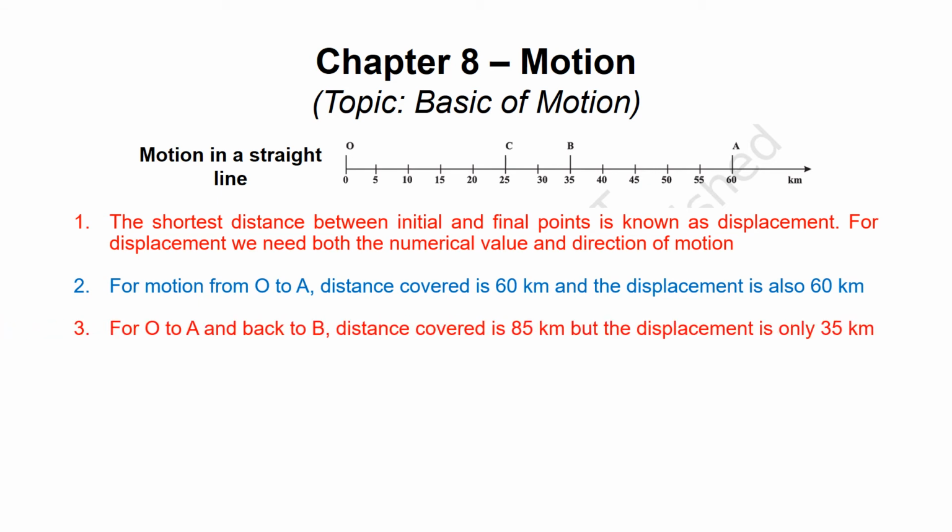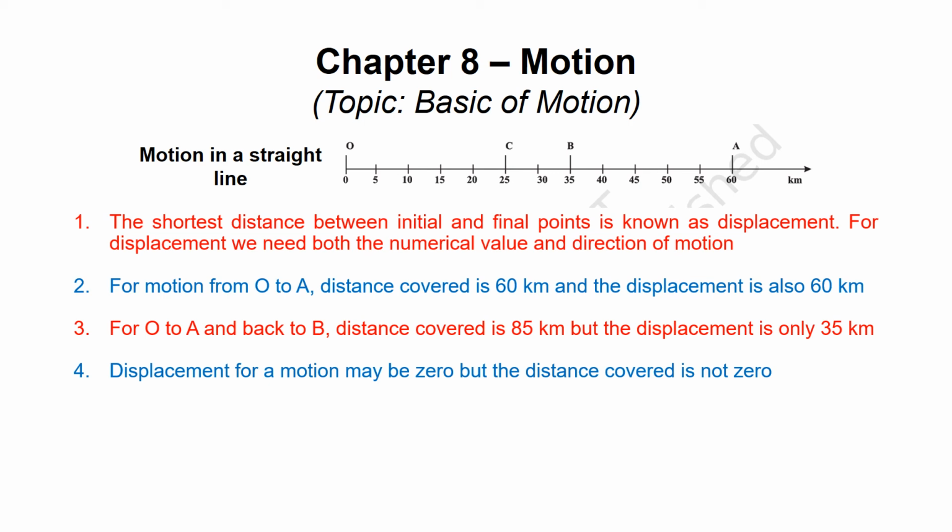Now if we take motion from O to A and then back to B, the distance covered is 85 km because O to A is 60 km, then A to B is 25 km. So the distance covered is 85 km. But if you see, the displacement will be counted from the initial position, which is O. So displacement is only 35 km.